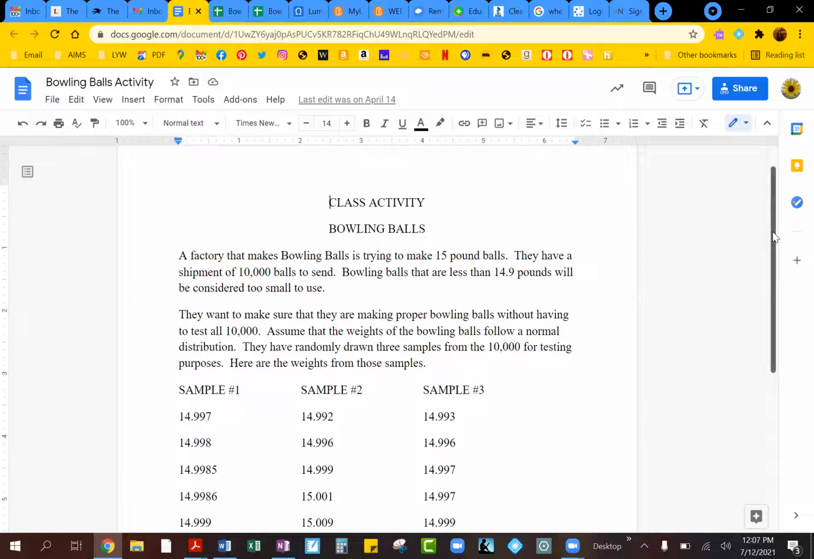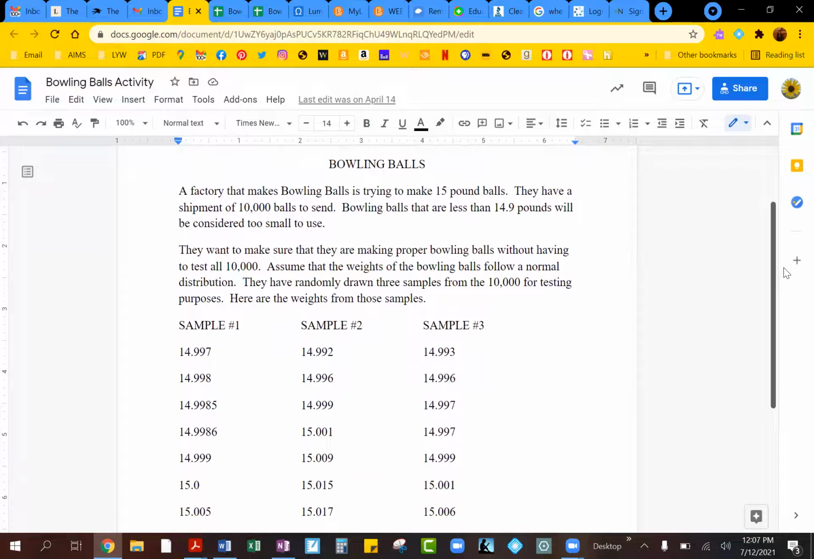So this one is talking about a factory that is making bowling balls, trying to make 15-pound bowling balls. They have a shipment of 10,000 balls that they have to send. Balls that are going to be less than 14.9 pounds are considered too small. So, it's that quality control thing. They want to make sure they are as close to 15 pounds as possible. Anything less than 14.9 is going to be unacceptable.